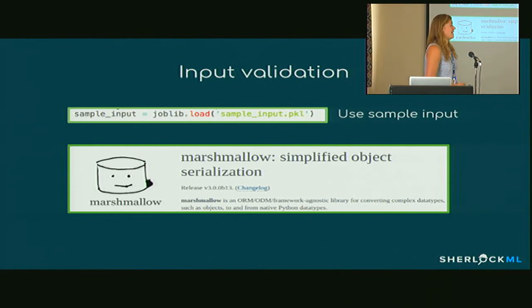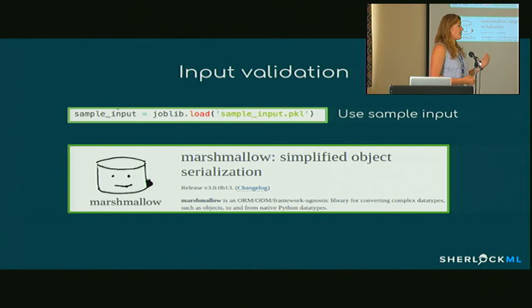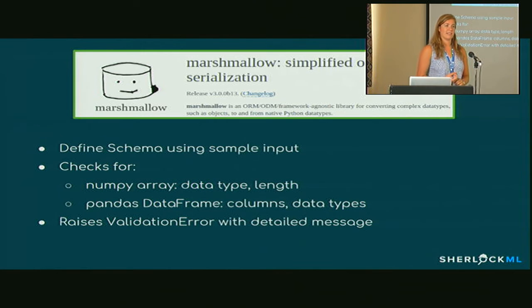The big thing really that we do is the input validation. So I said before that it'd be good to have some sample input. This is because we use that sample input and something called marshmallow to validate the input. The way this works is basically we use the sample input to create a schema. So that's essentially a checklist for the input to make sure it's in the right format.